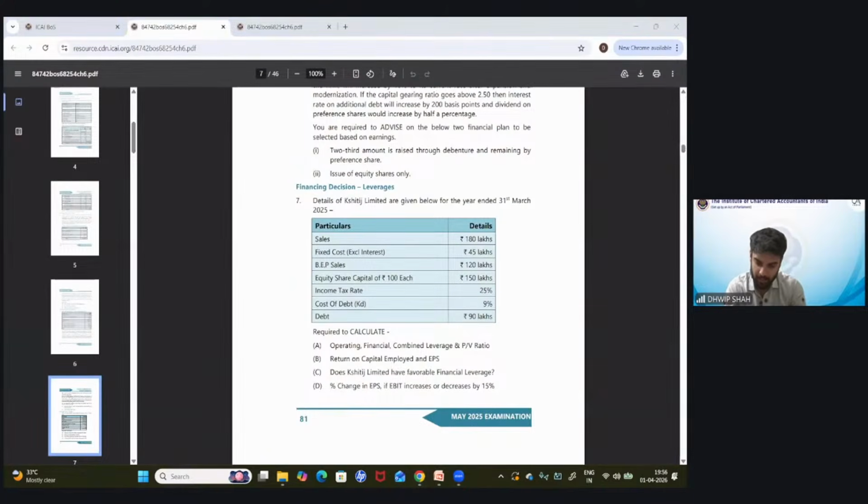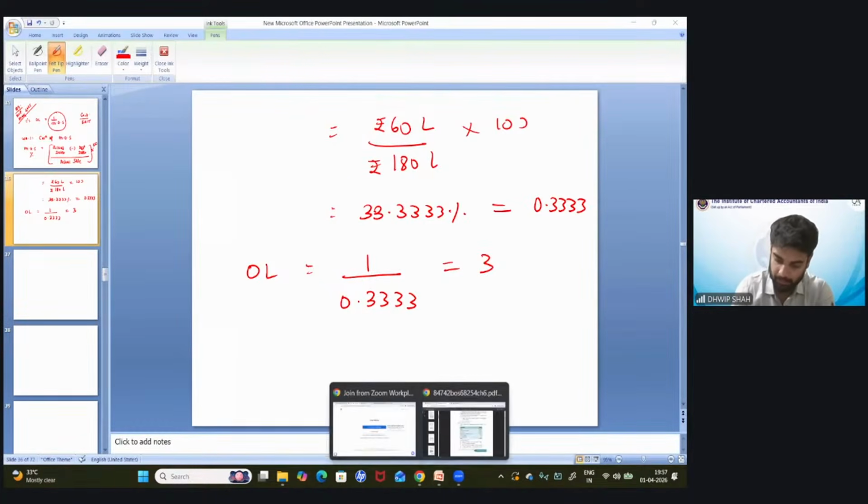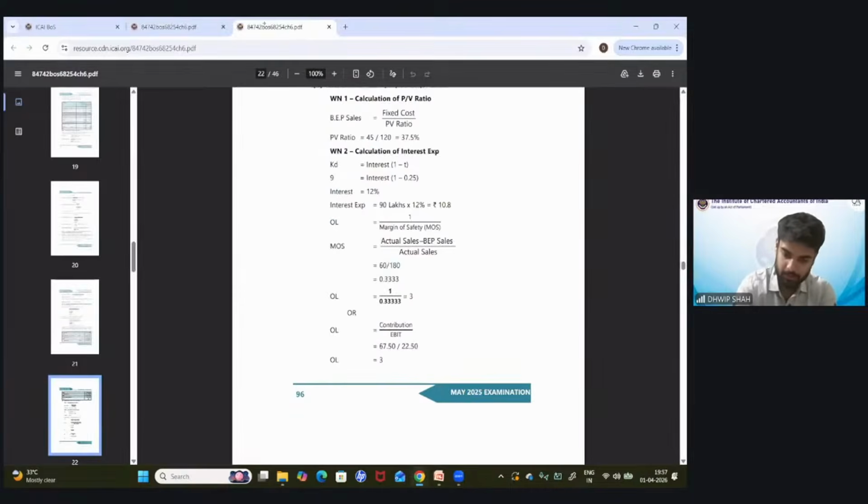Please calculate and tell me. 1 divided by 0.33, calculate this. 1 divided by 0.3333, exact 3.00. So it comes to 3. Okay, so operating leverage is done. Operating leverage comes to 3.